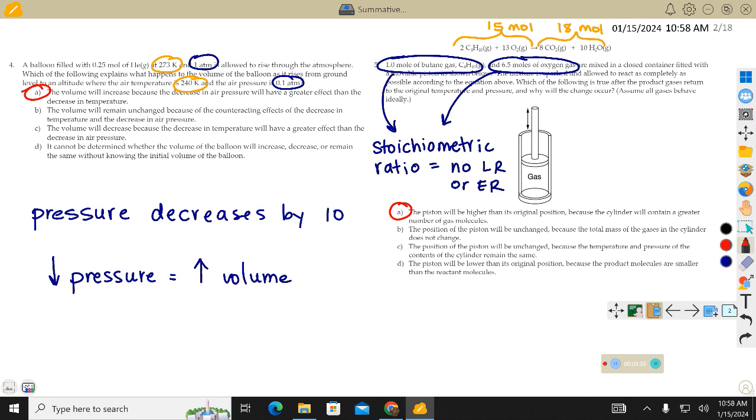Number 4, a balloon is filled with 0.25 moles of helium at 273 Kelvin and 1 atmosphere. It is allowed to rise through the atmosphere. Which of the following explains what happens to the volume of the balloon as it rises from ground level to an altitude where the air temperature is cooler, 240 Kelvin, but the pressure is much less? We've got conflicting data here. The temperature is going down, so I'd say the volume should go down.